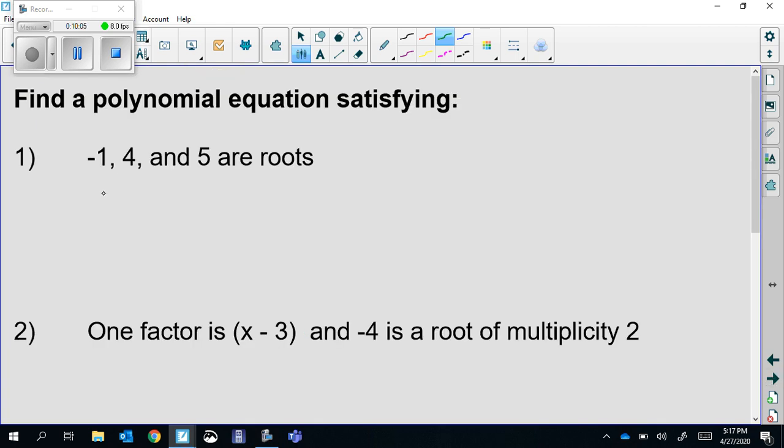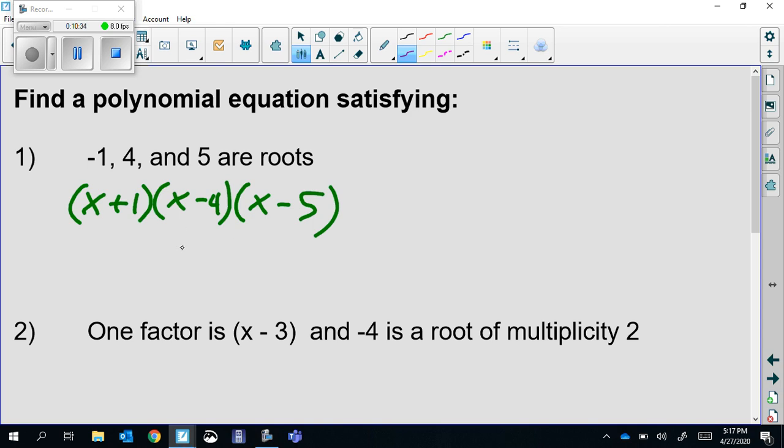Negative 1 is a root, which means x plus 1 is a factor. Positive 4 is a root, which means x minus 4 is a factor. And then 5 is a root, which means x minus 5 is a factor. And then finding the polynomial just means multiplying it out. You can choose the order you want to multiply, it doesn't matter. Pick whichever two you want to multiply together first, and then multiply by the last one.